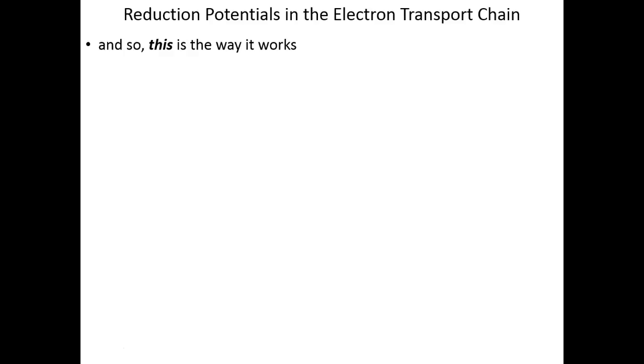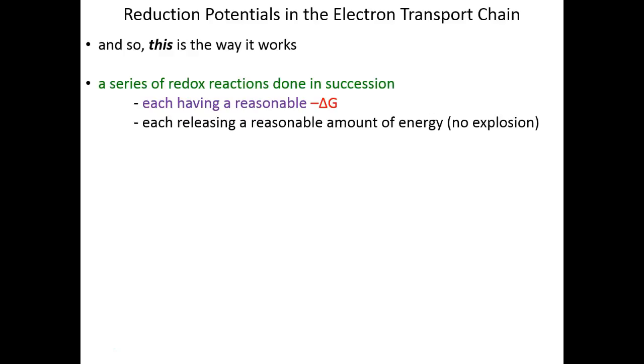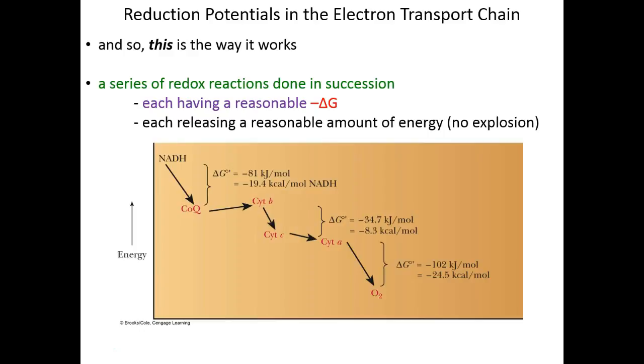And so, taking this together, zooming out a little bit, this is the way it all works. A series of redox reactions are done in a precise succession, each one of them with a very small positive delta E, which gives us a very reasonable negative delta G. Those little bits of releasing the energy of the electrons a little bit at a time, and that energy is indeed coming from the electrons themselves, allows there to be no metabolic explosion, allows the controlled release of energy packets.